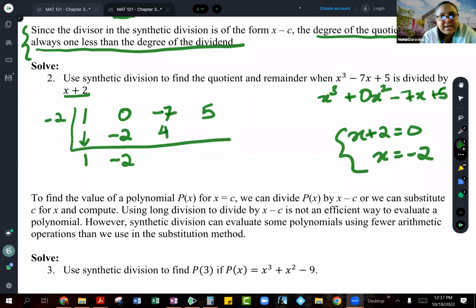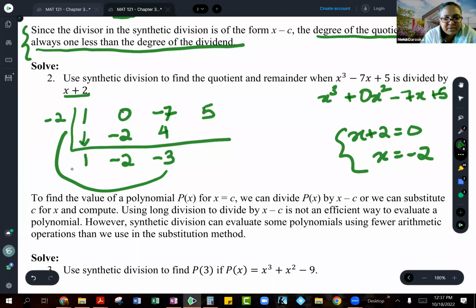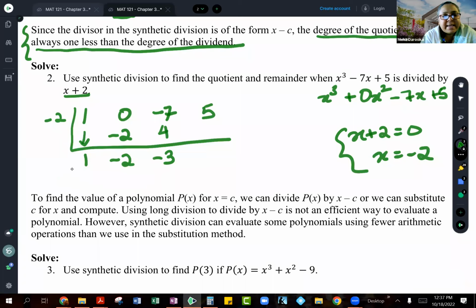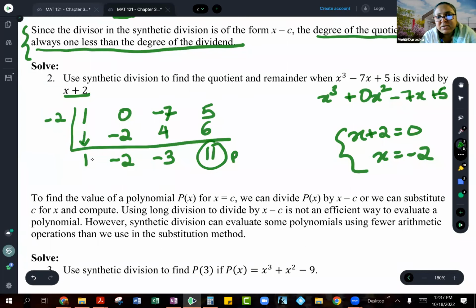Yeah, Stephanie, very nice. You get negative 3. And then again, we multiply negative 3 with negative 2. So negative 3 multiplied by negative 2 will give us positive 6. And then, of course, you end up adding them together, which will end up giving you 11. So remember that very last number is going to be the remainder. And then the remaining numbers on the left become part of the quotient.